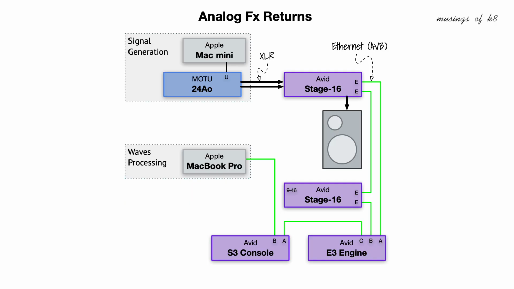The next configuration demonstrates AVB FX Returns. This configuration is similar to the previous analog FX Returns in that the signals will be processed inside the S3L, but it differs in that all of the signals will flow over Ethernet using the AVB protocol rather than through an external audio interface. Although I will demonstrate the usage of Waves, I won't demonstrate AVB in depth. If you'd like to know more about using AVB with the S3L, please see my previous videos.